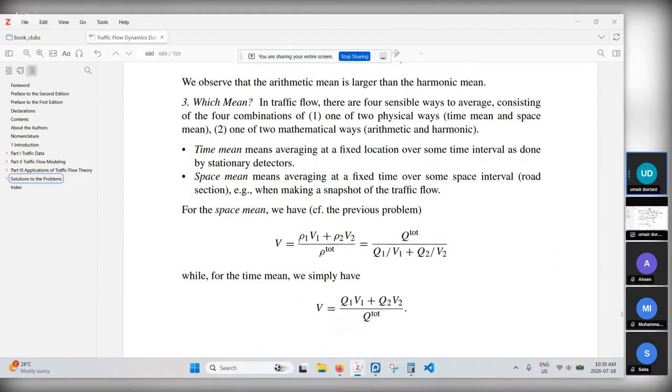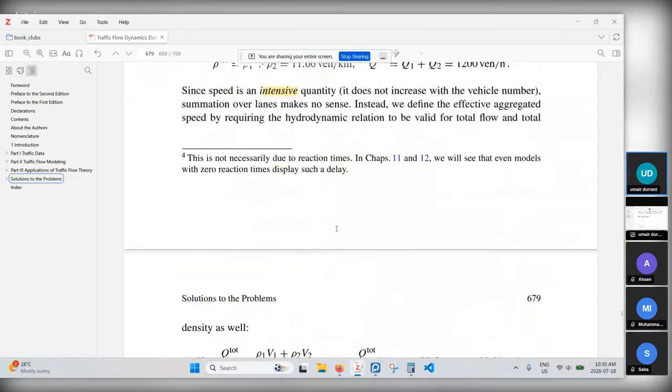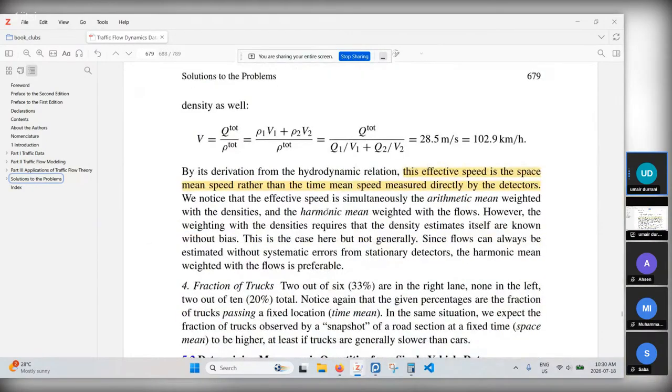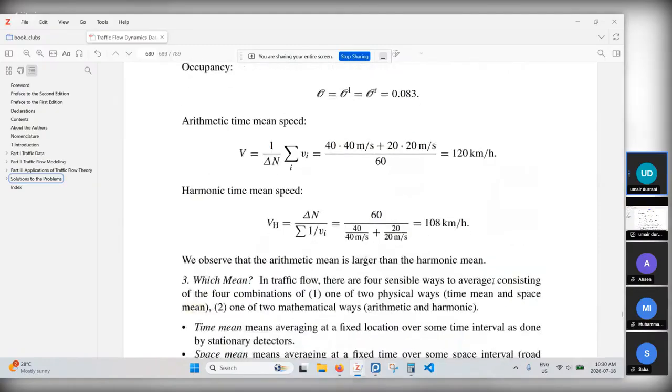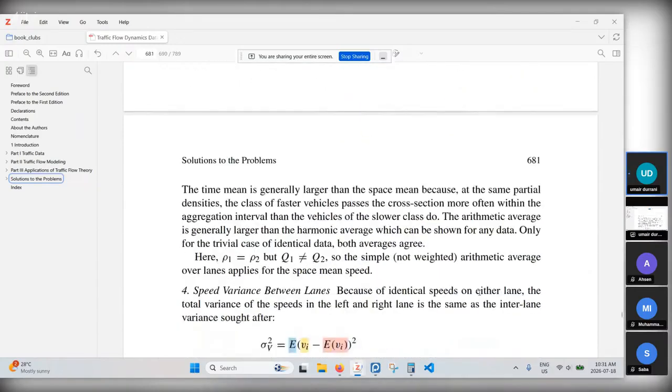For the space mean, they then use this equation, which was also discussed previously in the previous question right here. And that's why the interpretation was that we can estimate both the space mean and the time mean. For space mean, we can use density because density depends on the number of vehicles divided by the space interval in which the vehicles were observed. So it could be 1 kilometer, for example. And for the time mean, we consider flow, which is only looking at one cross section, but for the time interval of delta t. So we can estimate in both ways.